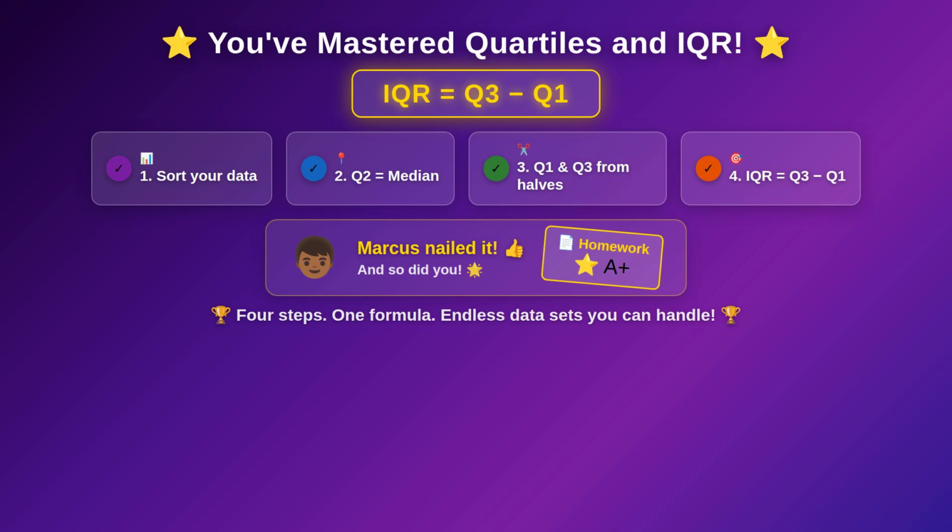Parents and teachers, this is a fantastic concept to practice with real data from everyday life. You've absolutely got this. Now go show your homework.